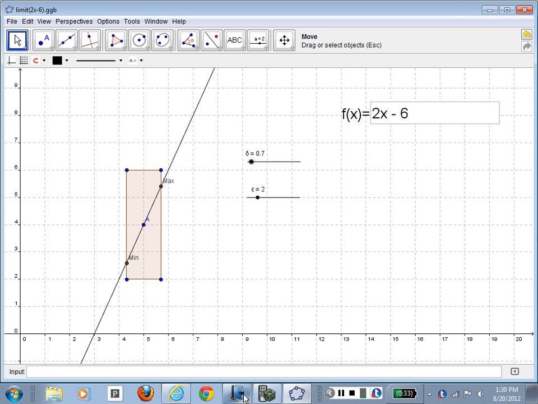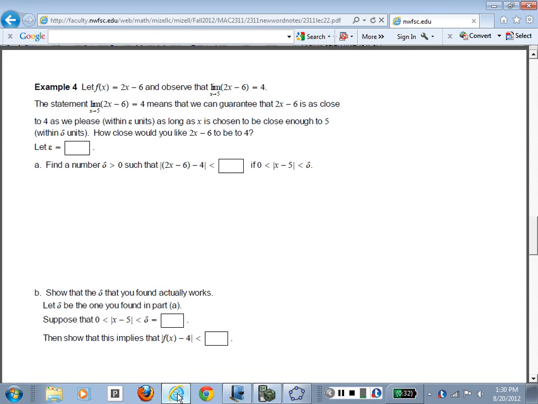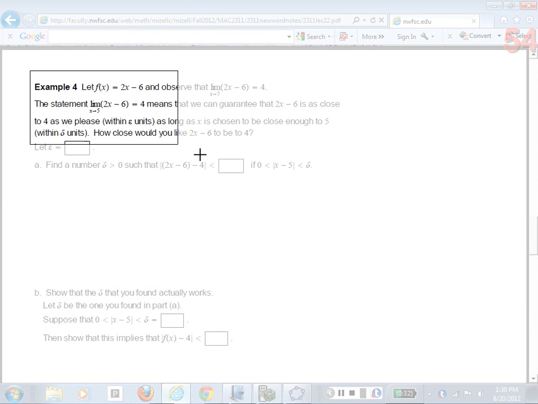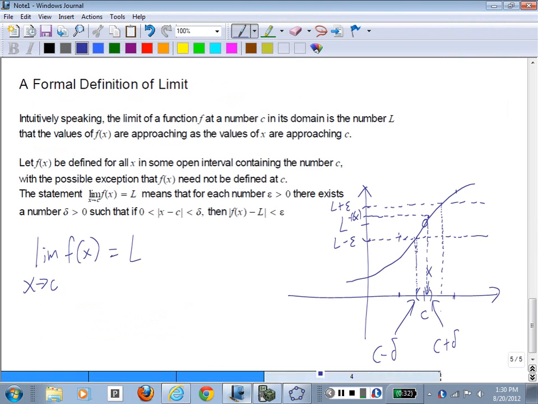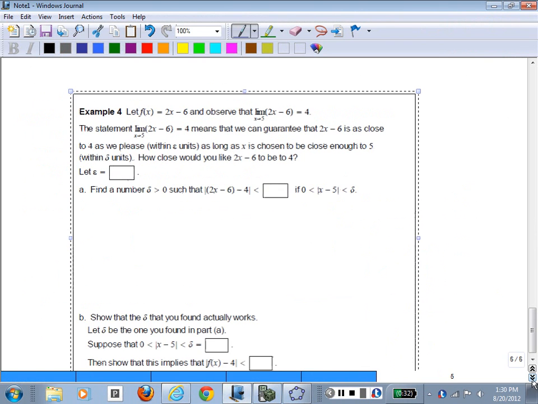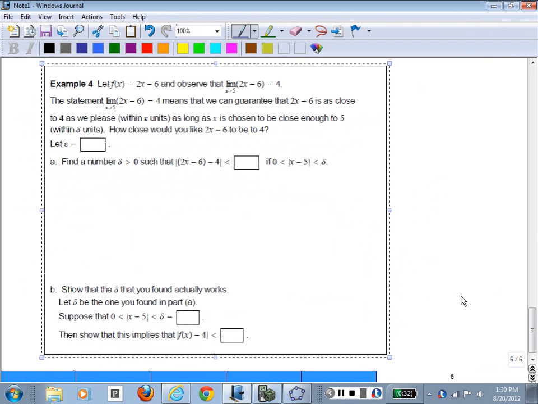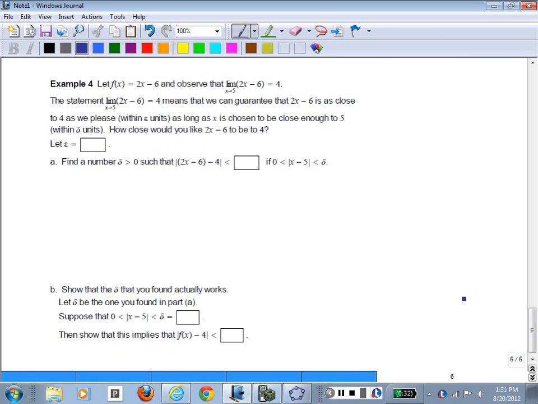Now I've got to fill in the blanks. So here goes. How would we have discovered such a thing without the picture? Well, let epsilon equal 2, just like that. How close we would like it to be: within 2 units of 4, between 6 and 2 basically. So we've got to find a delta that works.